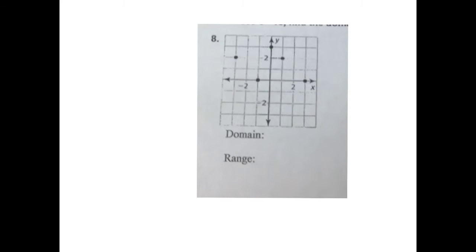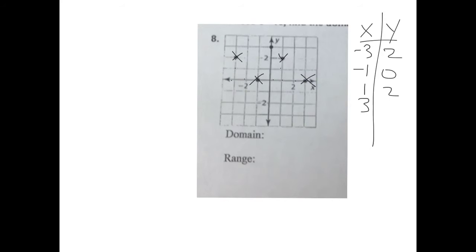Right, to state the domain and range here, from these points I think it's in your best interest to make your own little table, x, y, like that. This point right here is over 1, 2, 3, so it's negative 3, up 1, 2, so negative 3, 2. That one's done. This one is negative 1, up 0, so that one's done. This one is over 1, up 2, and this one is over 1, 2, 3, up 0.